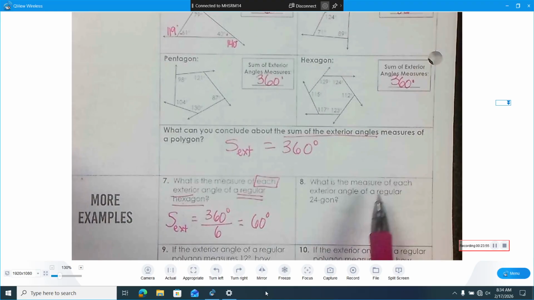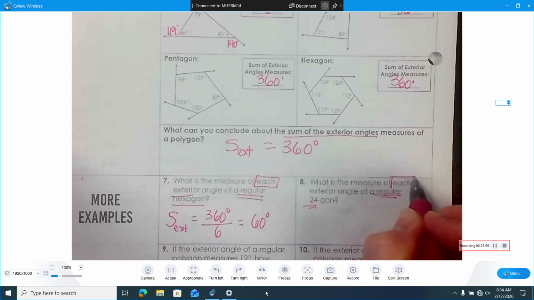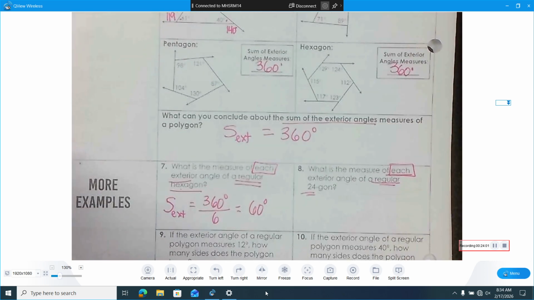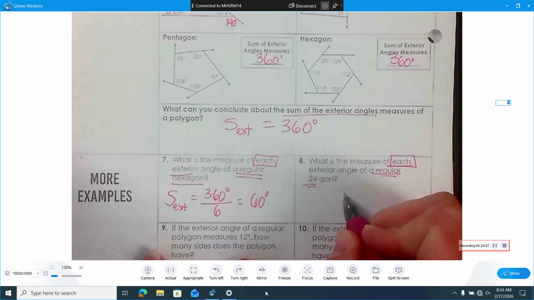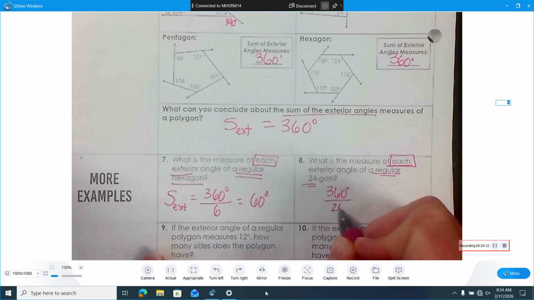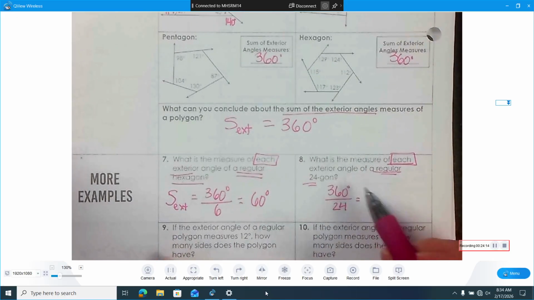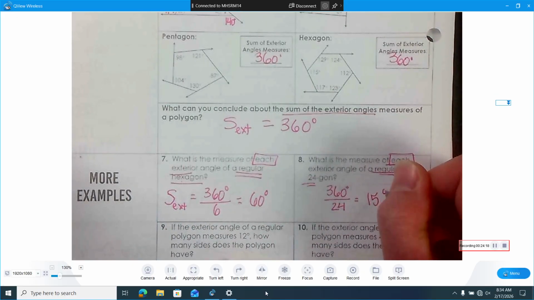What is the measure of each exterior angle of a regular 24-gon? Each exterior angle, what do we need to do? 360 divided by 24 sides. Exterior angles, 360 divided by 24, we get 15 degrees.